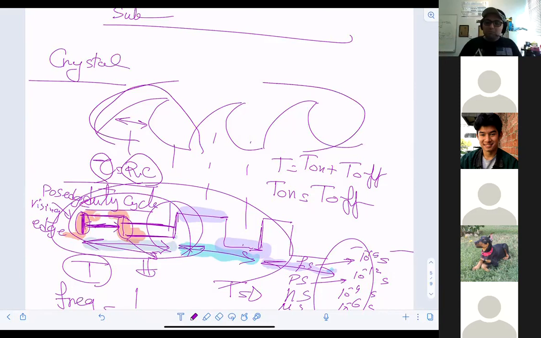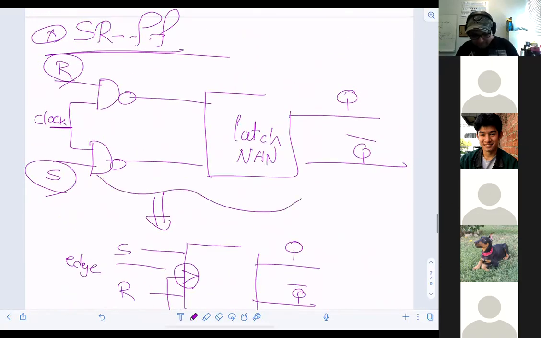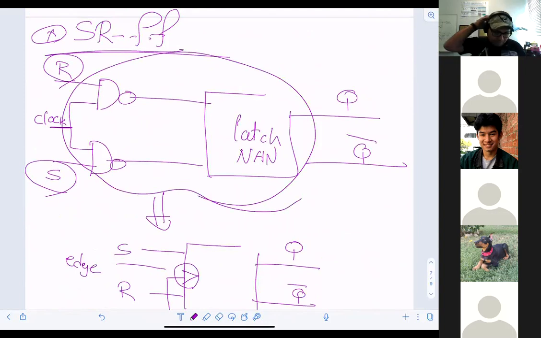So the clock controls the latch, correct? It's not a latch anymore, it's a flip-flop now. Since it's a flip-flop, we have to study the present and the future, which is basically what we call recursive return, right?